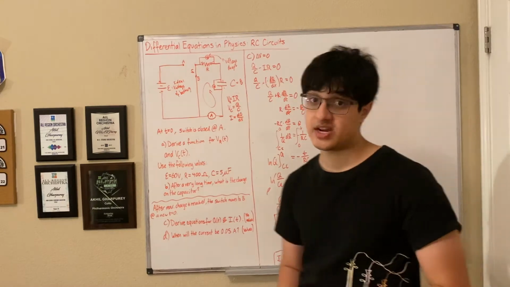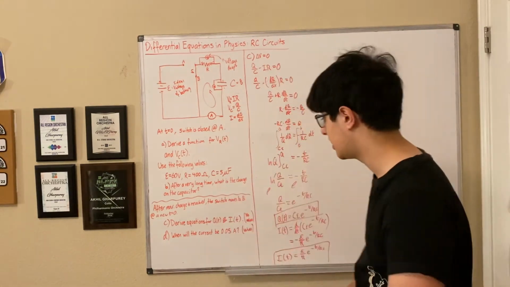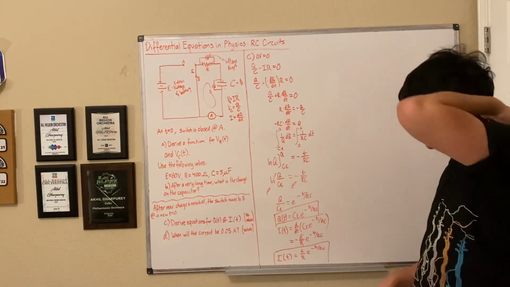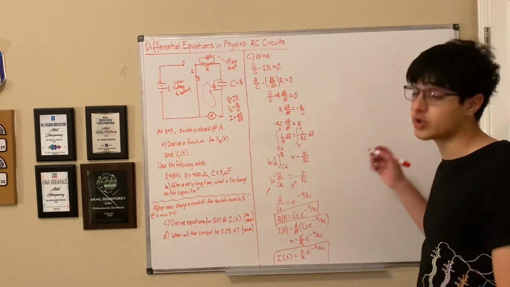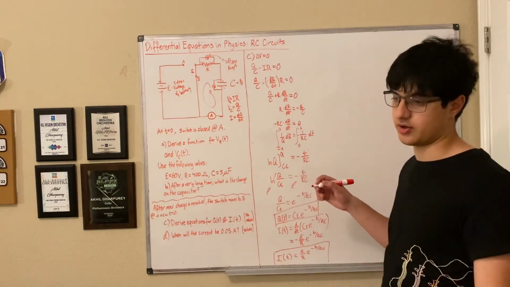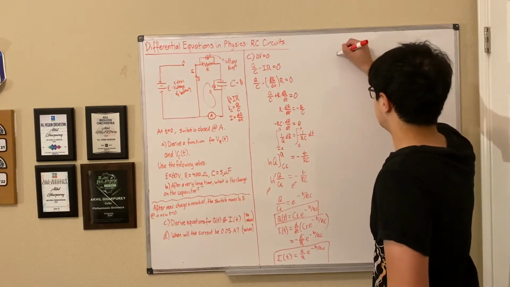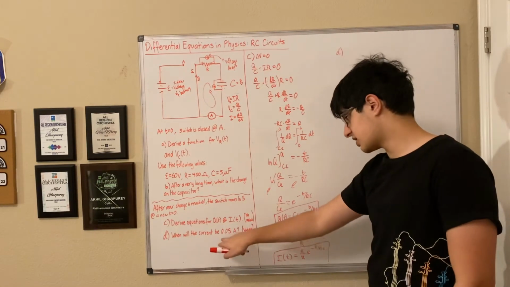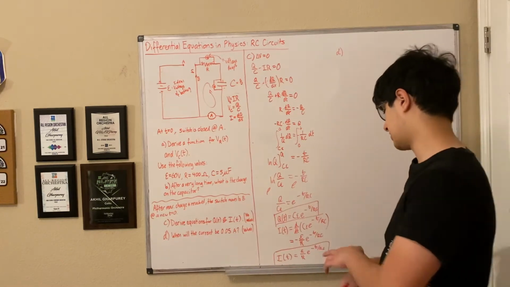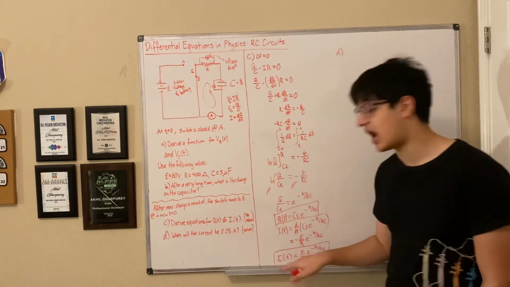I'm not going to do any sort of numerical simplification. I'm just going to leave it as it is when I do the algebraic work. You can go ahead and find the numerical value on your own. I don't have a calculator, so what we're just going to do is see when the current is 0.05 amperes. So we're solving for time given I.